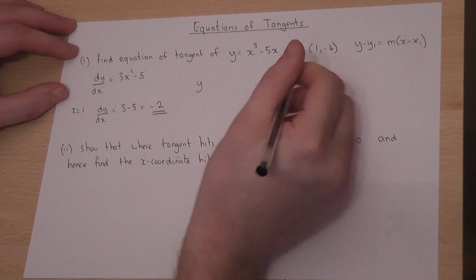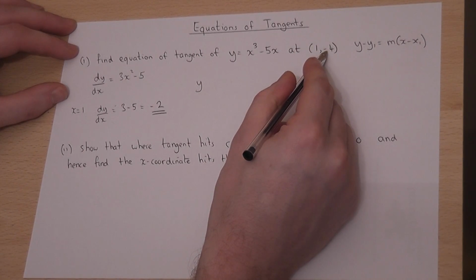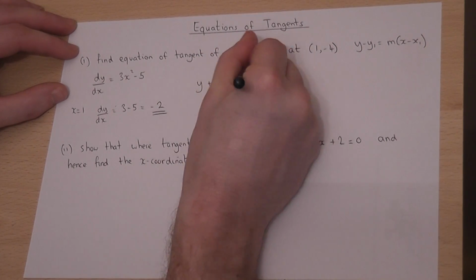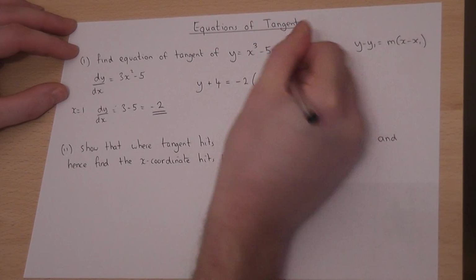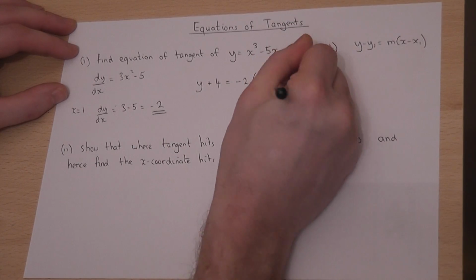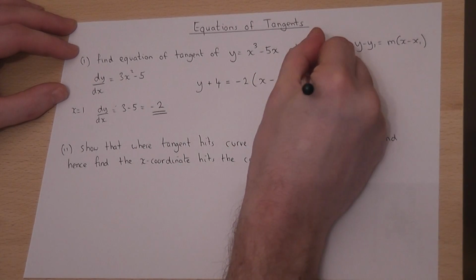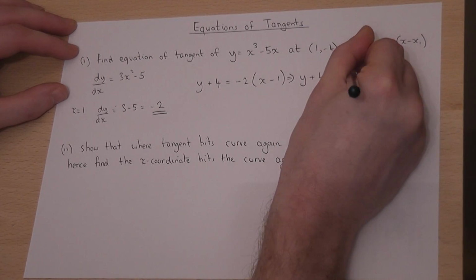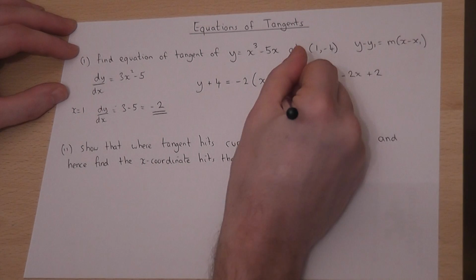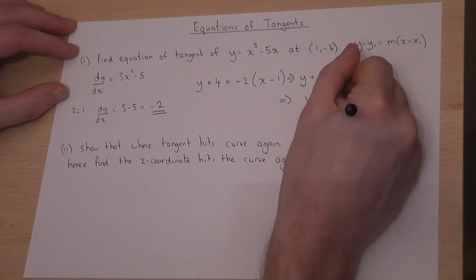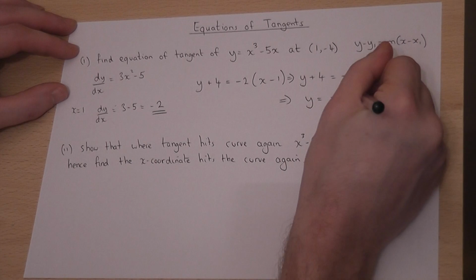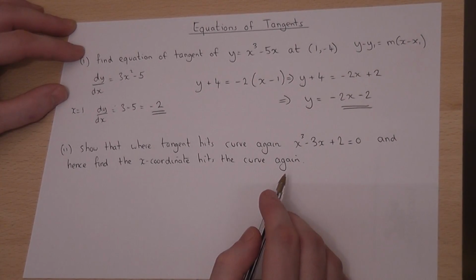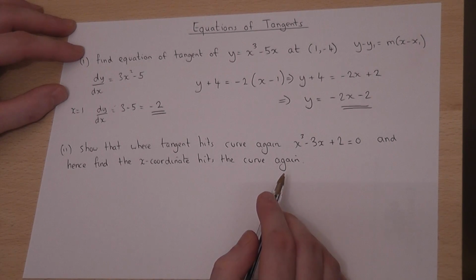So y minus y1, y minus minus 4, so y plus 4 must equal m, which is minus 2, times x minus x1, which is 1. So I can expand this. y plus 4 must equal minus 2x plus 2. I can rearrange. y must equal minus 2x, take away 4, minus 2. So we've found the equation of the tangent to the curve.